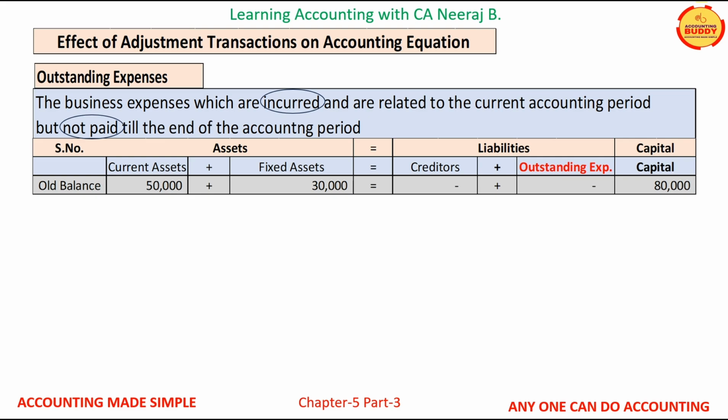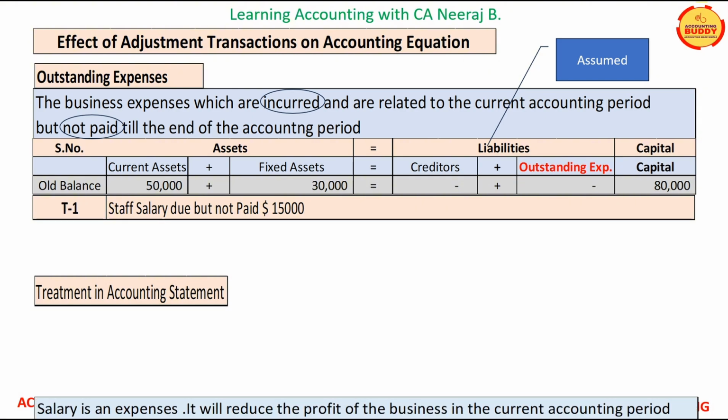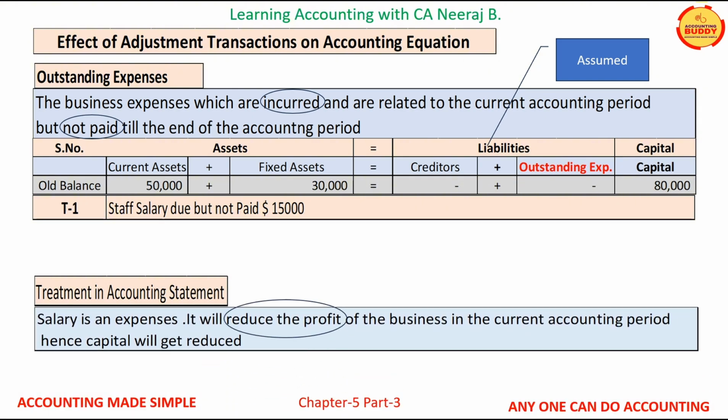Say the old accounting equation balance assumed is displayed on your screens. The T1 transaction is staff salary due but not paid is $15,000. This is a transaction of an outstanding expense. Let us understand the effect of this transaction. Salary is a business expense and it will reduce the profits of the business, and hence the capital will get reduced.